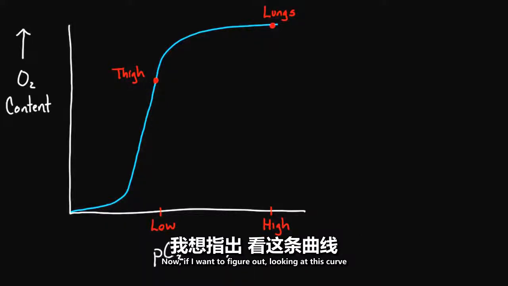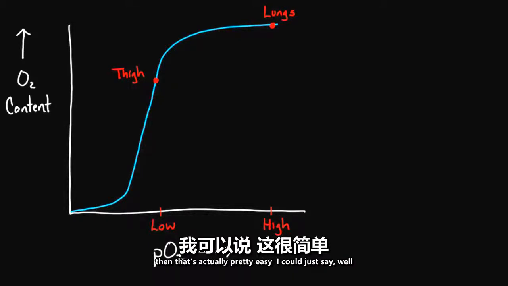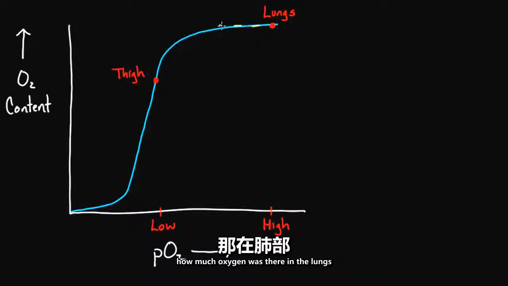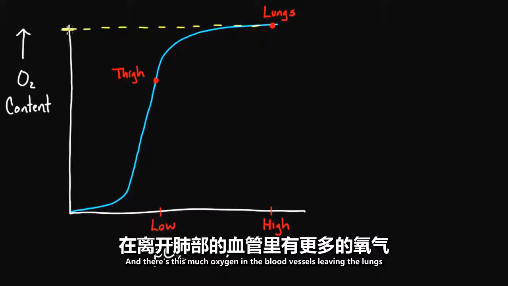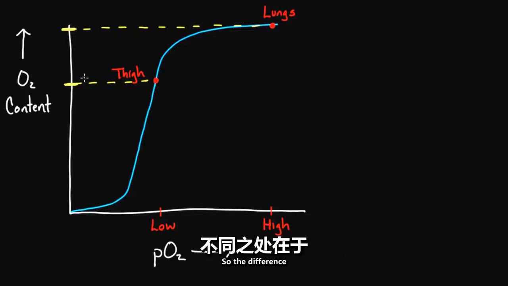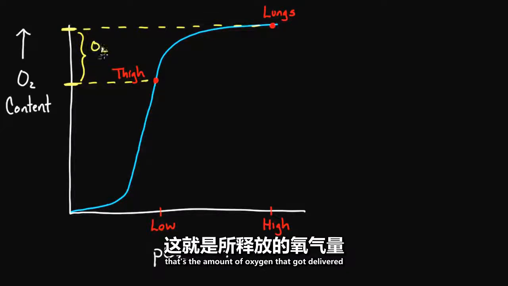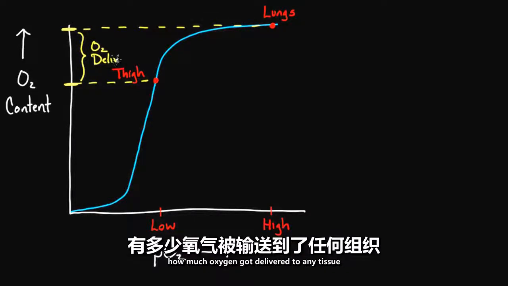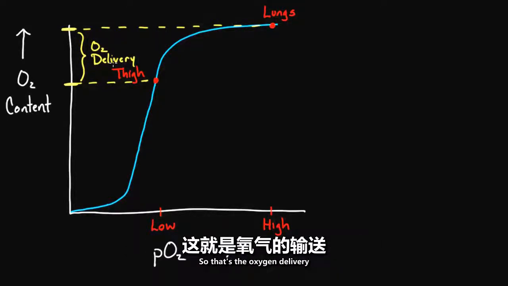So this could be two parts of our body, and you can see that now if I want to figure out, looking at this curve, how much oxygen is being delivered to the thigh, then that's actually pretty easy. I could just say, well, how much oxygen was there in the blood vessels leaving the lungs, and there's this much oxygen in the blood vessels leaving the lungs, and there's this much oxygen in the blood vessels leaving the thigh. So the difference, whatever oxygen is between these two points, that's the amount of oxygen that got delivered. So if you want to figure out how much oxygen got delivered to any tissue, you can simply subtract these two values. So that's the oxygen delivery.